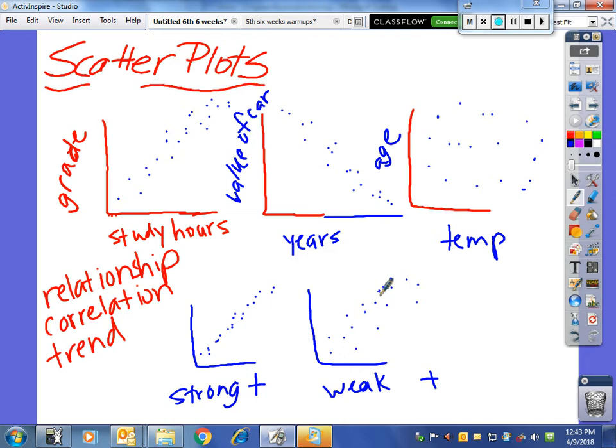And we're actually going to learn how to find a number that tells you if it's strong or weak. It's called the correlation coefficient. We're going to get there too. Okay, so do I need to draw the weak ones? Y'all understand you could have strong, weak, and you could also have strong negative or weak negative. Are you okay with that?